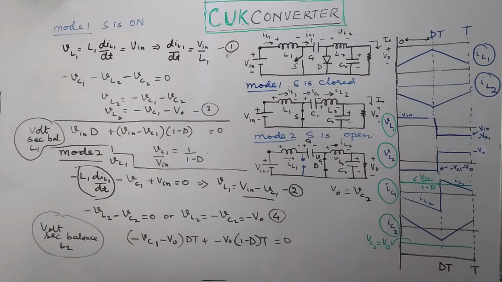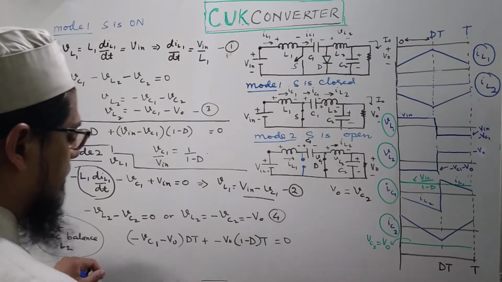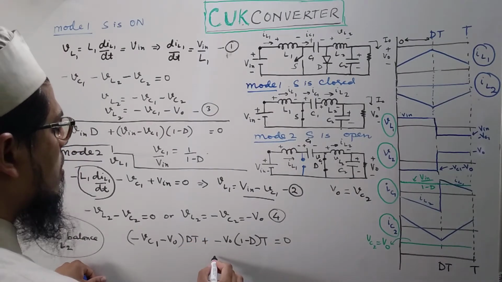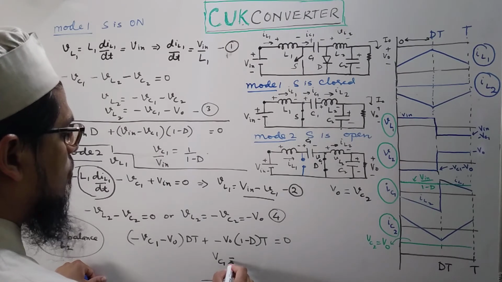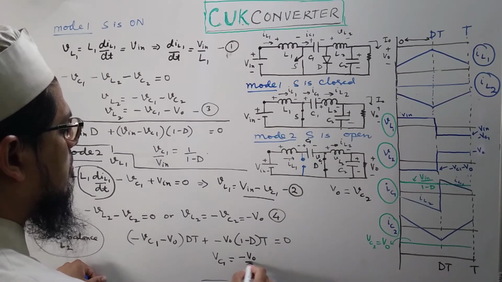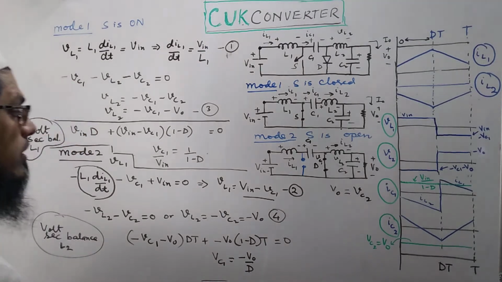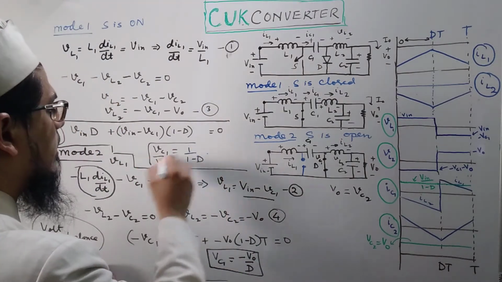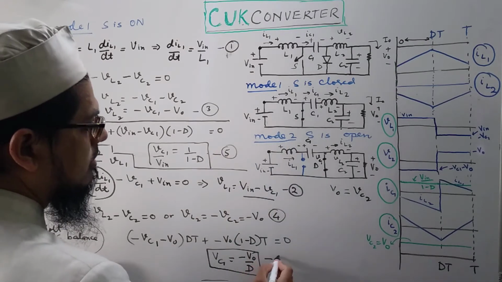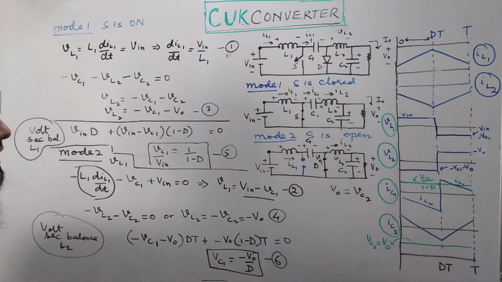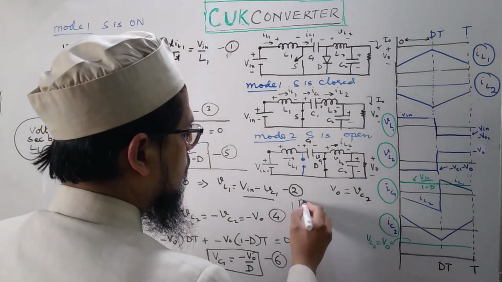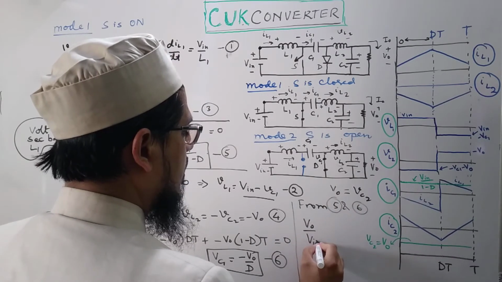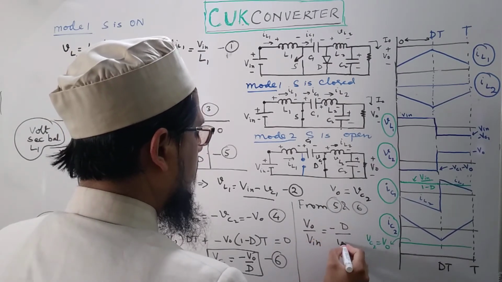This is the volt second balance for L2 for the two periods, on and off period. So if you simplify it from here, you will get VC1 equal to minus V naught by d, and let me call this as 5 and this as 6. So from 5 and 6 we can easily obtain the relation between input and output. So from 5 and 6 we have VO upon Vin equal to minus of d upon 1 minus d.